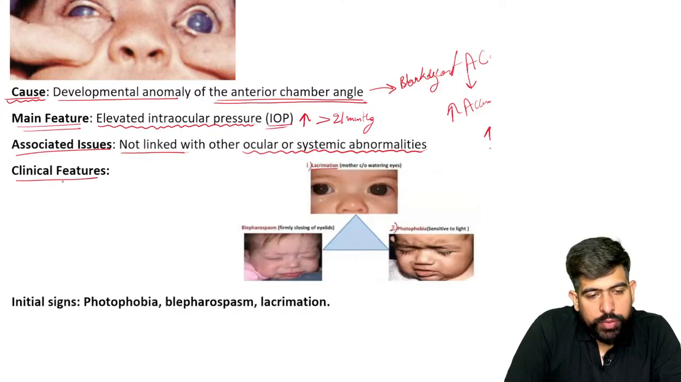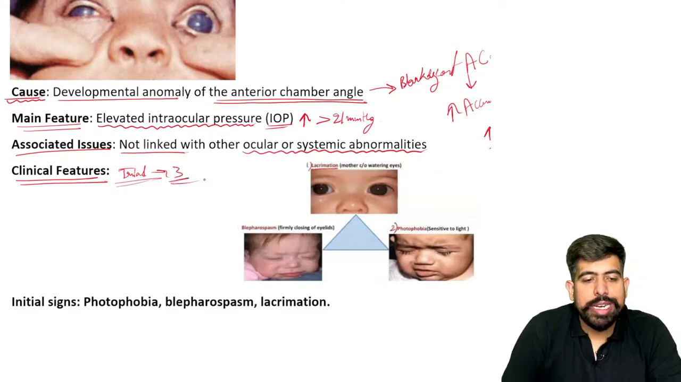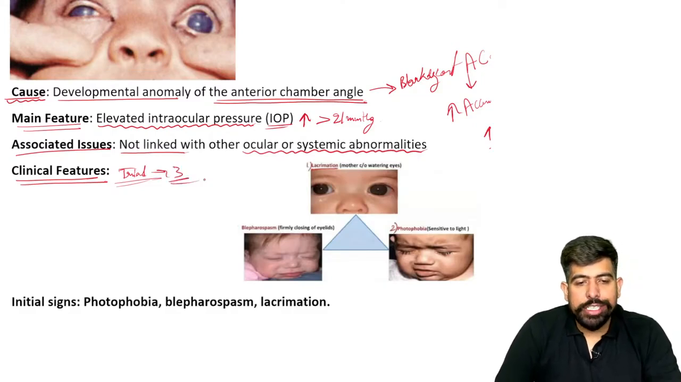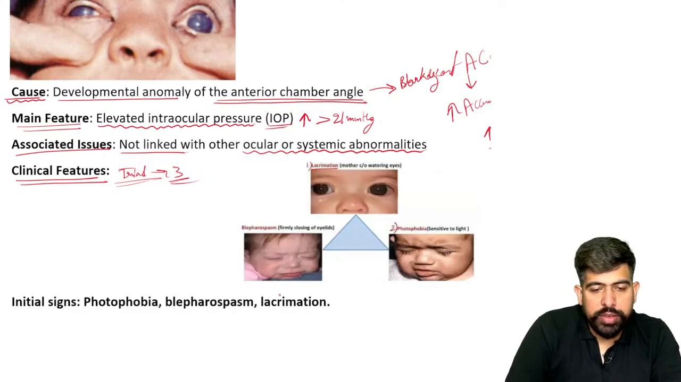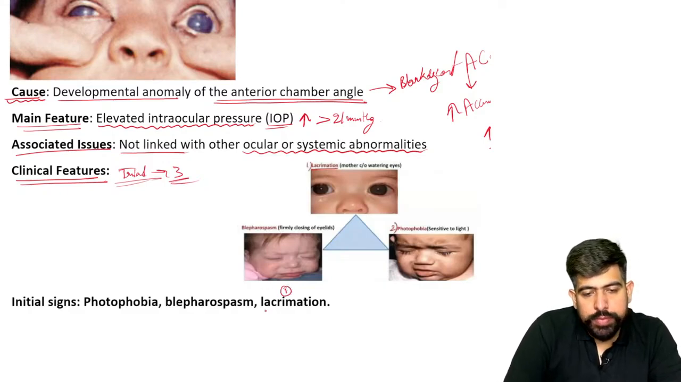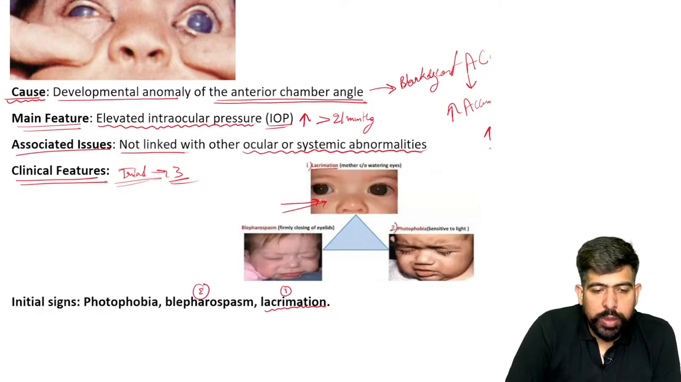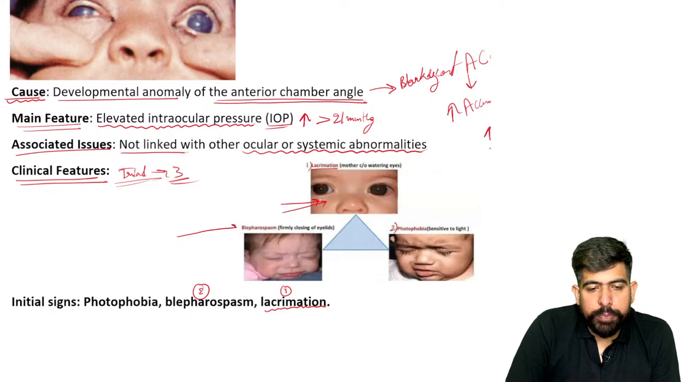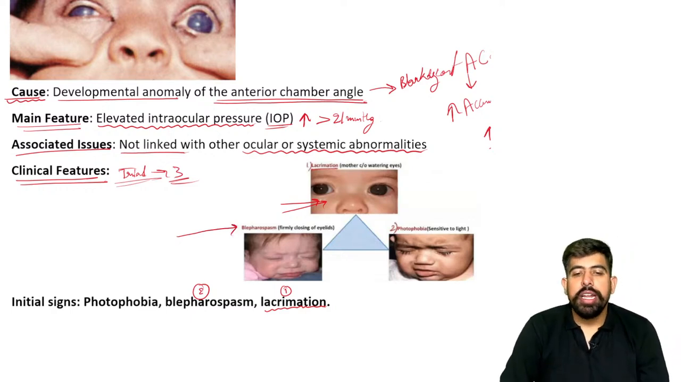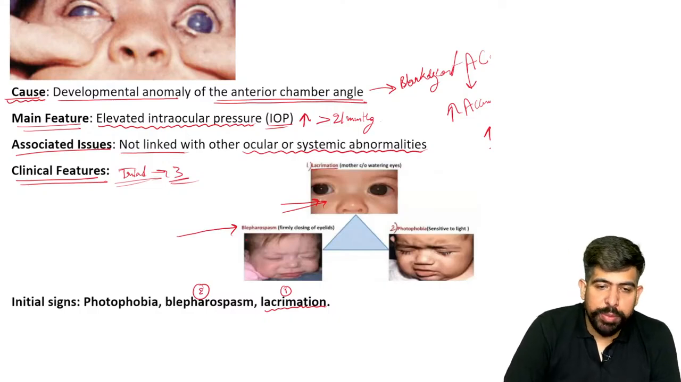But what are the clinical features? There is a triad, meaning three clinical features initially presented. The first one is lacrimation; you can see continuous lacrimation in this patient. The second one is blepharospasm, the involuntary closing of the eyelid, which we talked about.